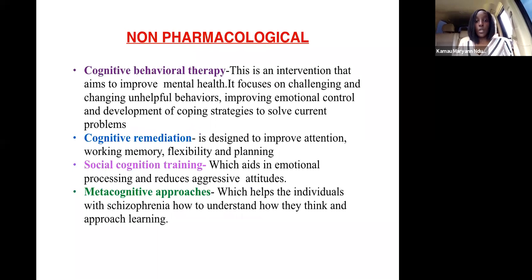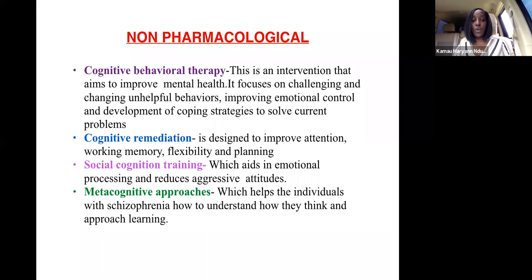So here we're going to discuss my favorite, the non-pharmacological. It is my favorite because everyone can help manage this mental illness. The first one is cognitive behavioral therapy. This is an intervention that aims to improve mental health, and it focuses on challenging and changing unhelpful behaviors, improving emotional control, and developing coping. It helps patients develop coping strategies to solve current problems.